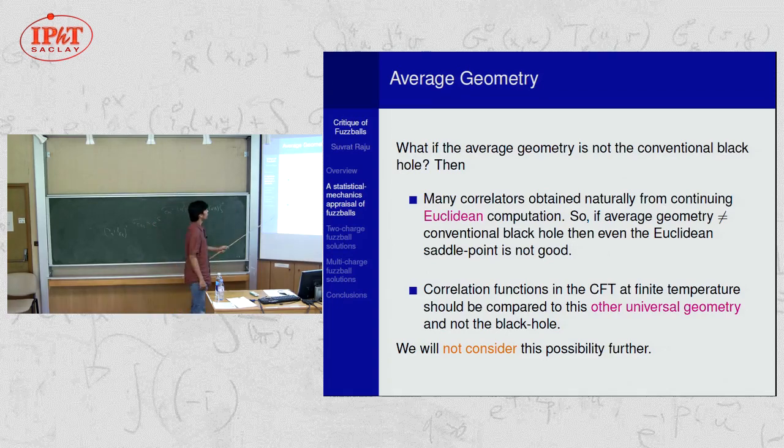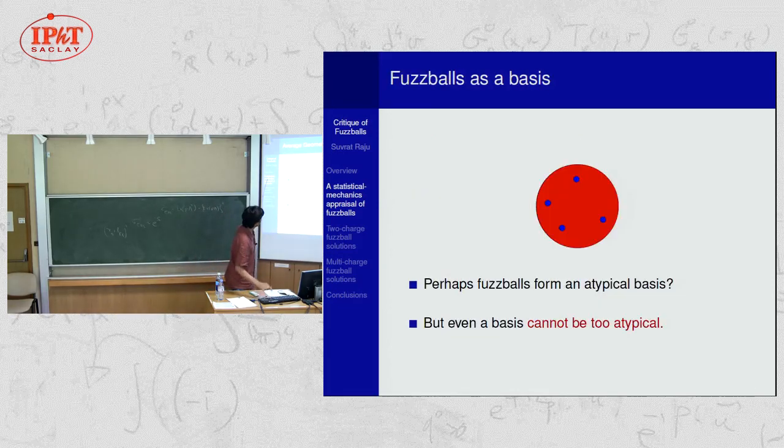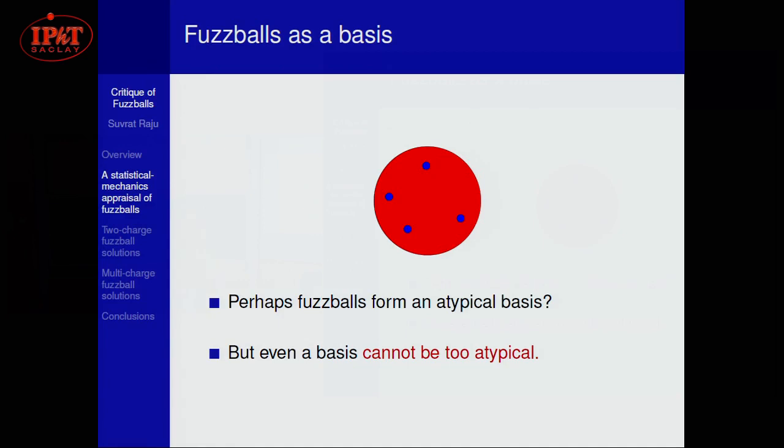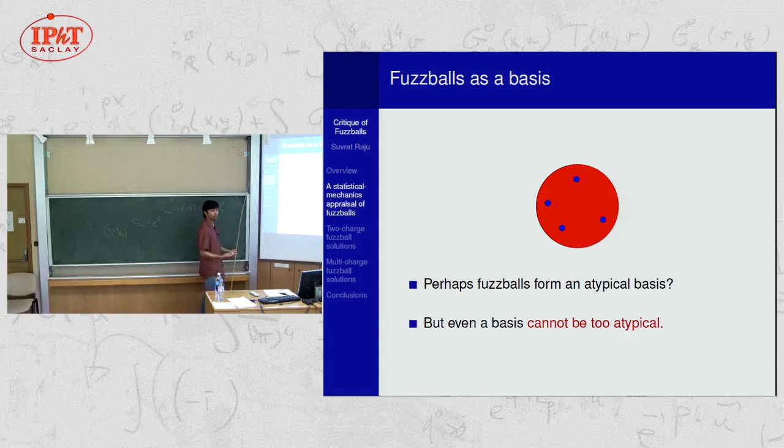Okay, so now this was considering the possibility that the average geometry was not the conventional black hole, which I'm guessing nobody is objecting to. So I will assume that the average geometry is the conventional black hole. Now if you grant me this, then we have the question of understanding, so what are fuzzballs doing?